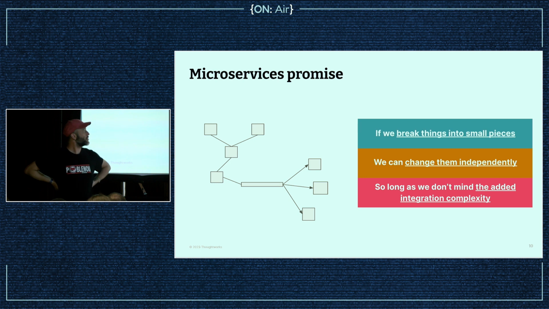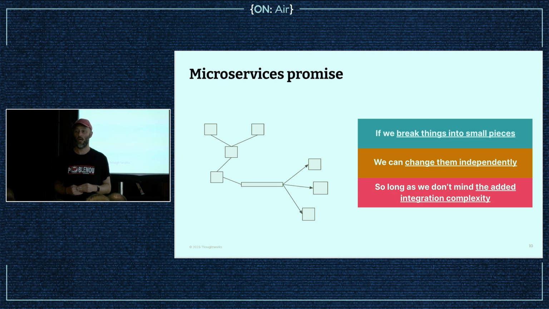Okay. So the microservices promise. We use microservices as an example there. The way I would describe the bargain that you are striking when you adopt microservices is that if you break things into small pieces, you can change them independently, so long as you don't mind the added integration complexity. If you've got lots of microservices, you have to worry about errors over the network when they're communicating with each other, about deploying things and maintaining backwards compatibility that you didn't need to think about when you had a monolith.